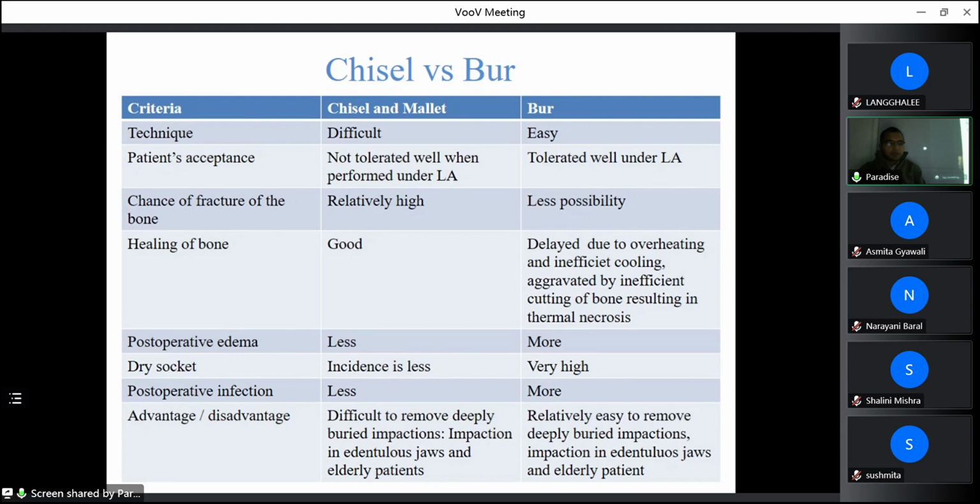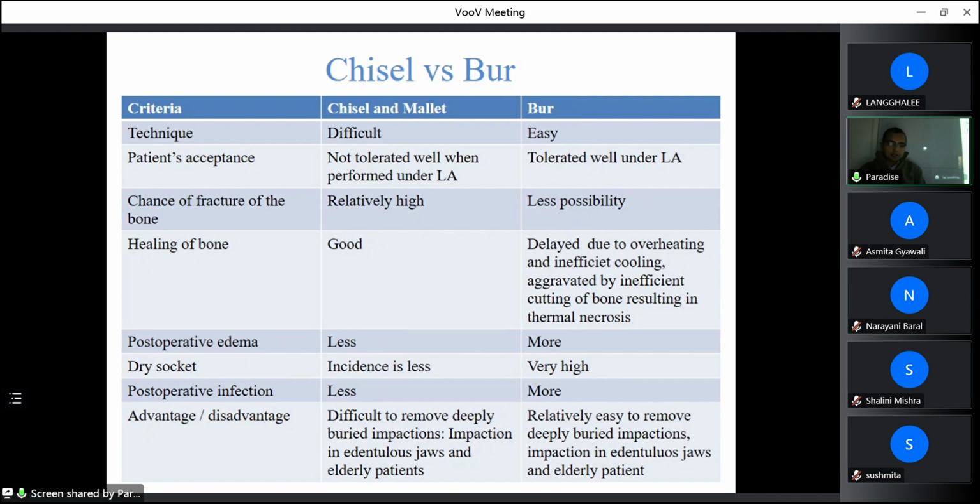Healing of bone is good in the case of chisel and mallet, but while you are using a burr, it is delayed due to overheating and inefficient cooling, aggravated by inefficient cutting of bone, resulting in thermal necrosis. So while using a burr, you have to continuously do the irrigation. If the temperature is more than 60 degrees, it will lead to thermal necrosis of the bone. So you have to prevent that.